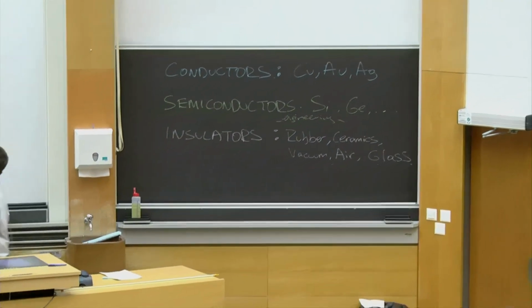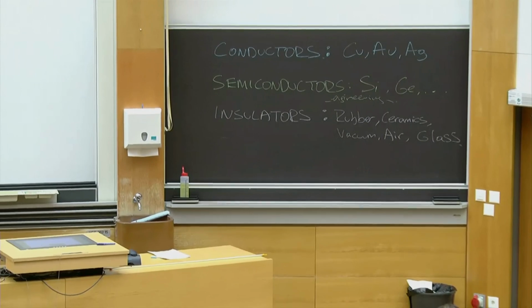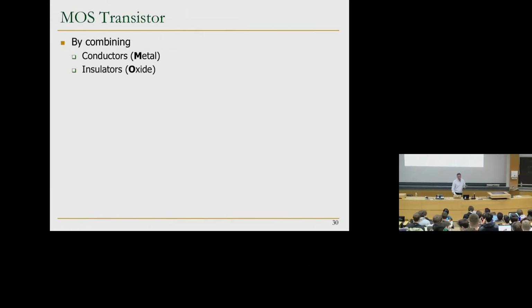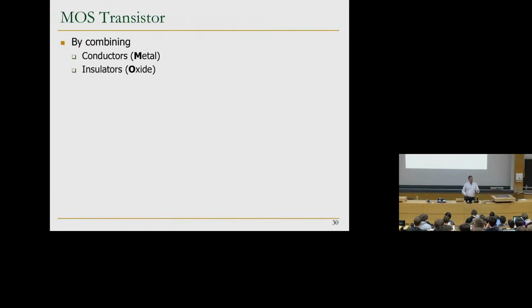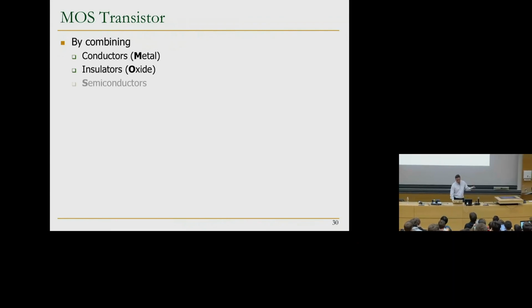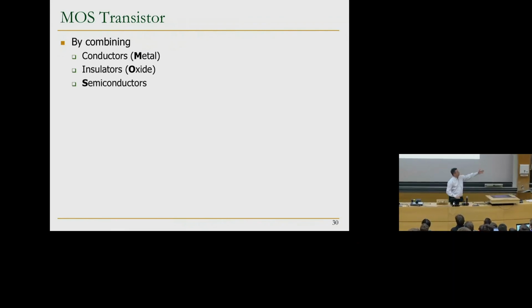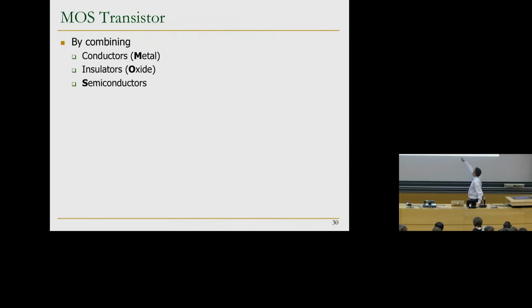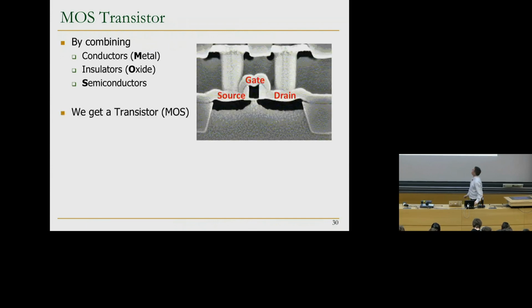Okay, so I lost my slides. Yeah, so we want to make a MOS transistor, and we will combine metal, which is a conductor, an insulator, oxide, I mean, glass is an oxide, silicon dioxide is glass, and the semiconductors together. And from the name, MOS, we have a MOS transistor. Ta-da! And this is how the thing looks. It's slightly ugly.